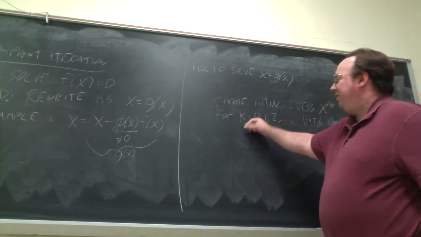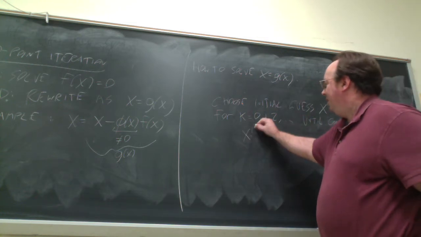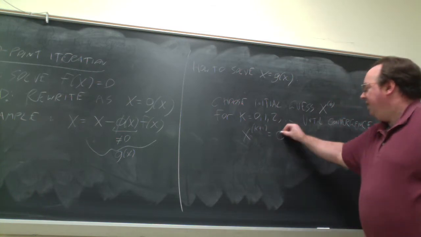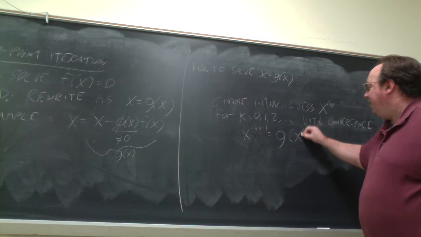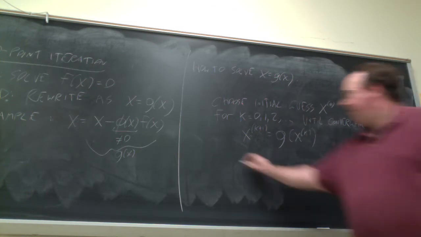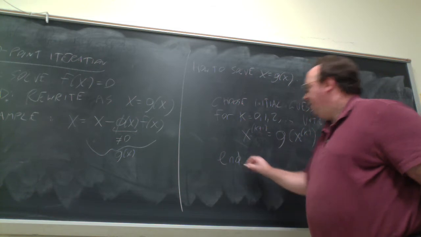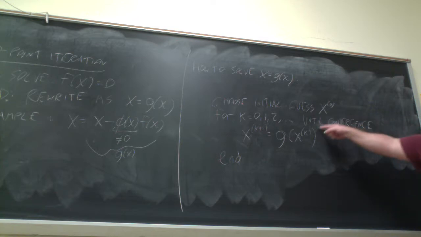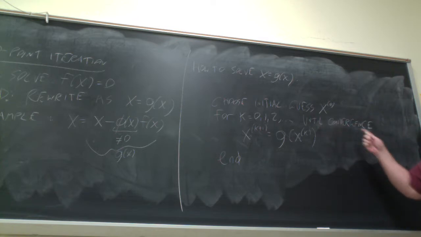All we have to do, this is a very short algorithm. We get our new iterate by plugging the old one into g. And that's it. That's the whole method. You keep plugging in your old x into g to get your new x. As you do this, you're checking for convergence. I've left that part out of the actual code.